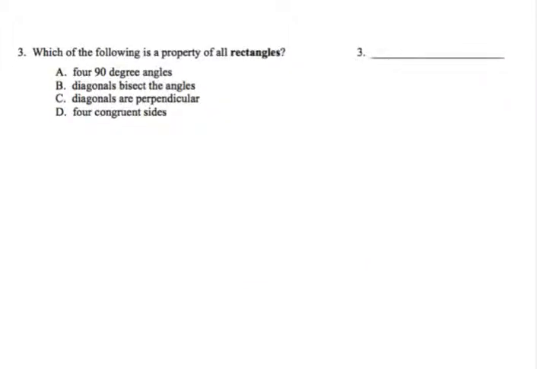And it asks which of the following is a property of all rectangles. 4 90-degree angles. Well, that sounds true about rectangles to me, but I'm going to check the rest of them just in case. Diagonals bisect the angles. Not necessarily true. Diagonals are perpendicular. We don't know that. 4 congruent sides, no, that's not true because the opposite sides need to be congruent, not just 4 congruent sides. So then the answer is A, that it has 4 90-degree angles. That makes it distinctly a rectangle.